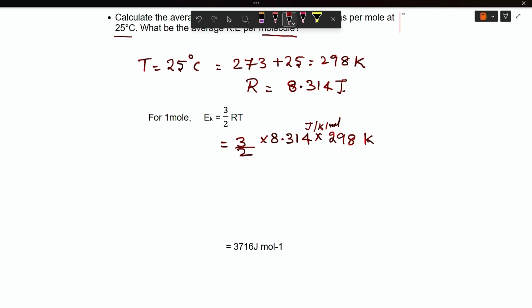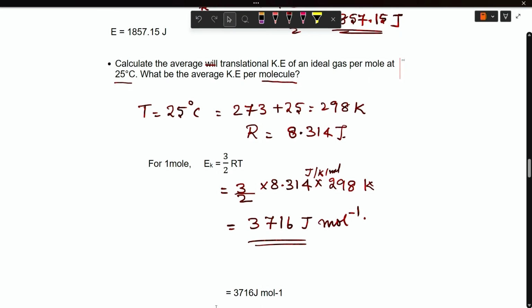Kelvin and Kelvin get cancelled. Then for 1 mole, per mole, the answer will be 3716 joules per mole. This is the answer you will get when we calculate this, and this is a value for 1 mole. We are asked to find out both the answers. One is for per mole, the other one is for per molecule, for 1 molecule.